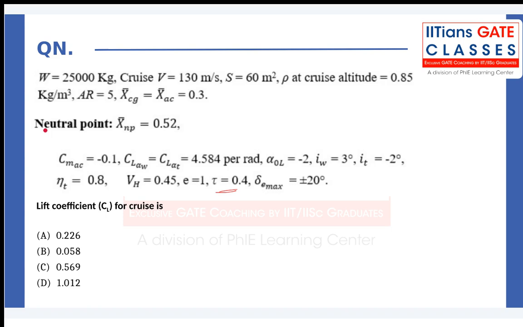The first question is, what is the lift coefficient at cruise? So you have the cruise velocity. What was the condition for cruise? Lift equals weight. So you can use your lift equals half rho v squared S CL equation, where lift equals weight for cruise, and you can find out CL.